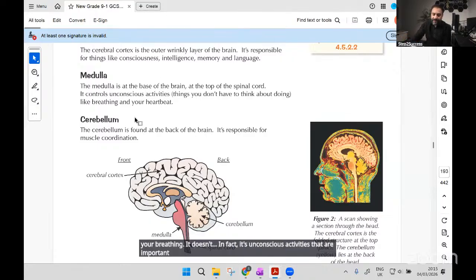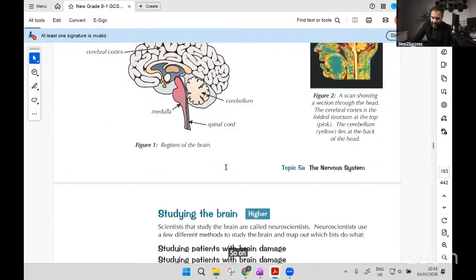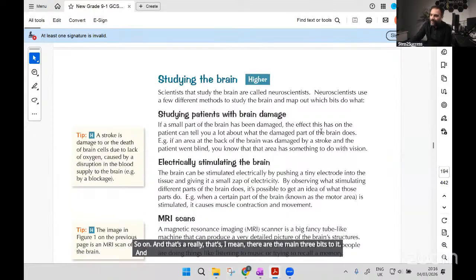And then we have this cerebellum at the back, which is all to do with your movement, your muscle coordination, and that is why if that bit gets damaged, it can often affect your ability to move. And they're the main three bits to it. And then this goes back to how we study the brain.